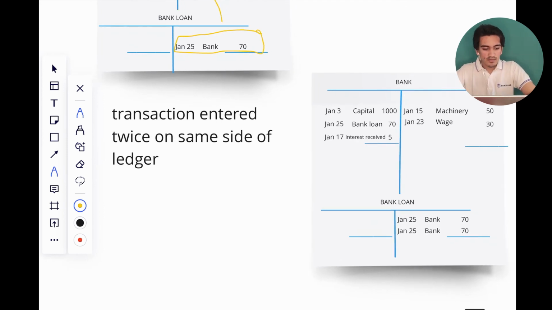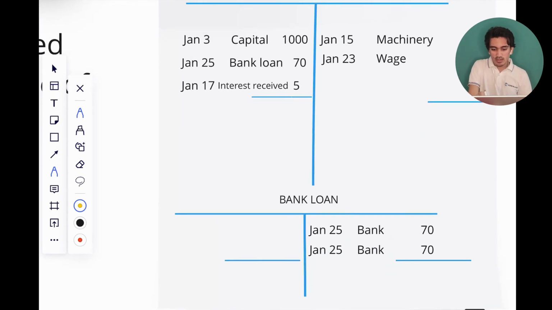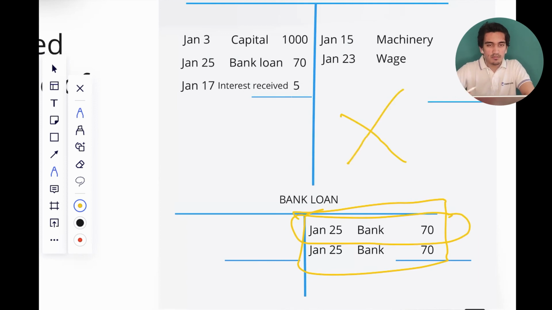Another kind of error is when the transactions are entered twice on the same side of the ledger. That means that instead of adding a debit entry and a credit entry, you make a double debit entry or a double credit entry and forget the other, or you just make two entries instead of the one which you should have made. So over here, you can see in the bank loan account, I made a credit entry twice instead of just adding it once, which would have been correct. So this can again lead to a trial balance not balancing because your credit side is overestimated.